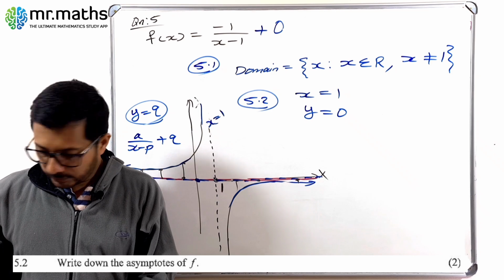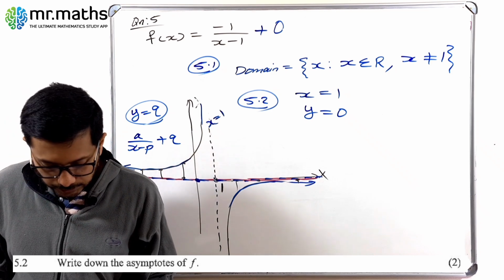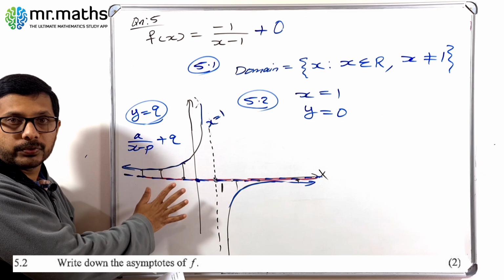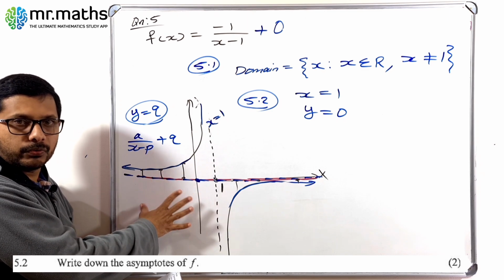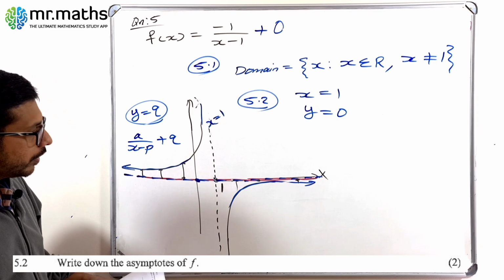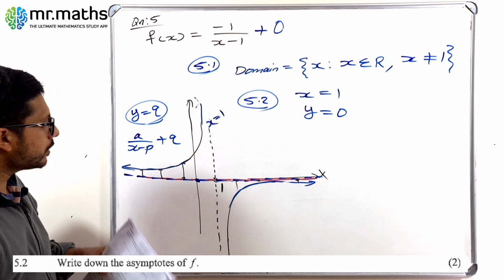Okay, now let's go to the next one. Sketch the graph of f clearly showing all intercepts with the axes. So we have to sketch. We already drew a rough graph, but it is not enough. You won't get marks if you draw a rough graph. Now look at this one, in this rough graph.